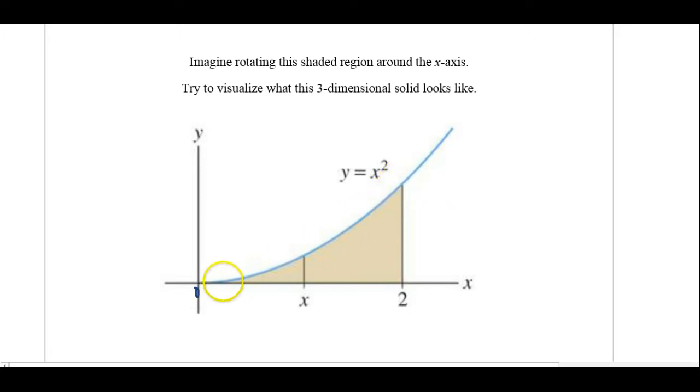So what you're thinking about doing is taking this region that's bordered by the x-axis, this curve, and the line x equals 2, and imagine rotating it around the x-axis. So imagine this region coming out at 2 and then going all the way around and then meeting itself back again. So try to imagine what this solid is going to look like.